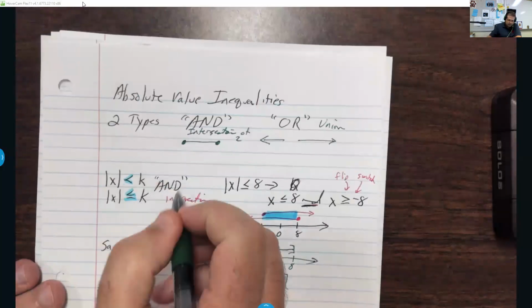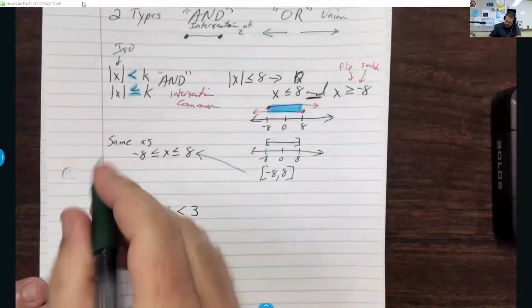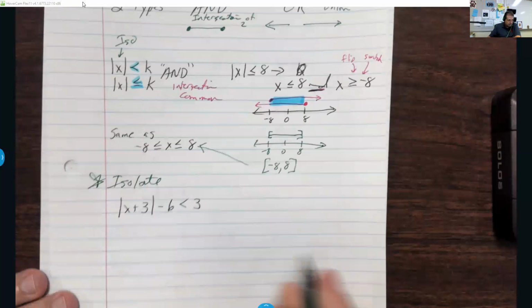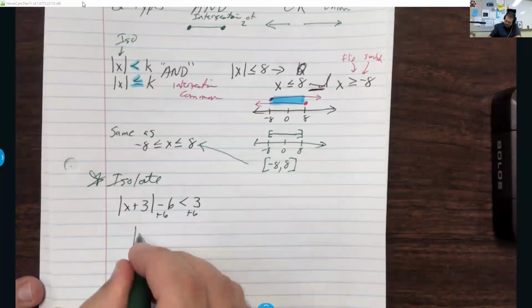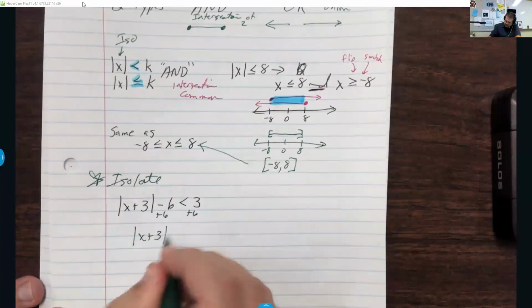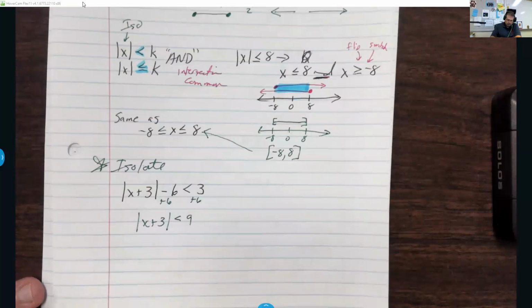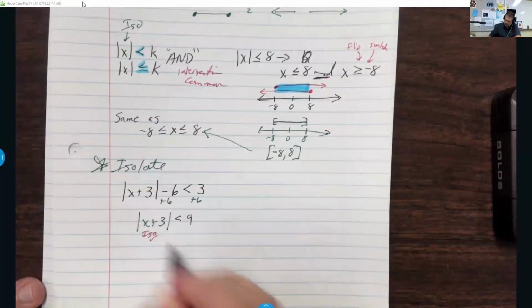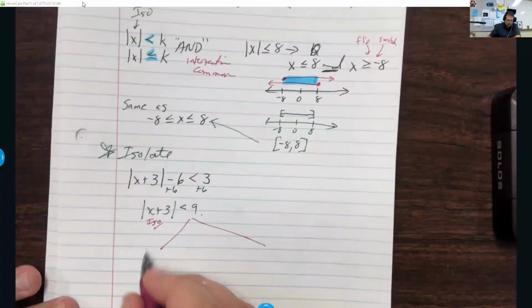Now, what you must do before you can decide whether it's and or or is that this has to be isolated. So first step, isolate. Notice this is not isolated yet, so I have to add 6 to both sides. And now I get an isolation of that. All right, so now it's isolated. So now we're going to separate.